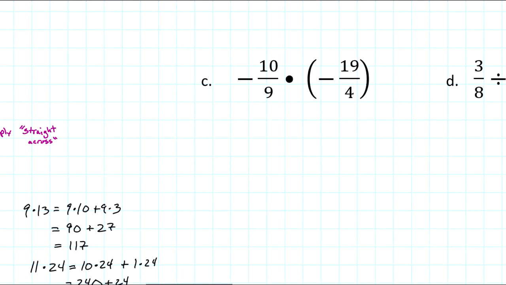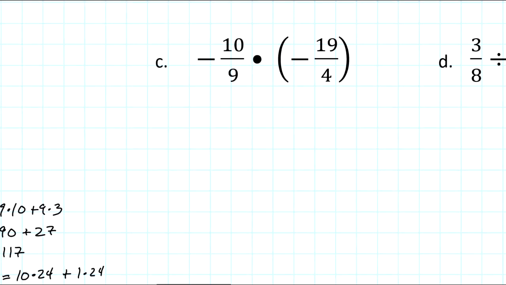The first thing I'm going to notice is that the negatives will cancel. So we'll end up with a positive answer. But 2 goes into the 10 and the 4, giving us a 5 and a 2. The 9 is not going to go into the 5 or the 19, so that's not going to reduce anymore. The 2 is not going to go into the 5 or 19, so we're done there. So the negatives will cancel, and we'll do 5 times 19.